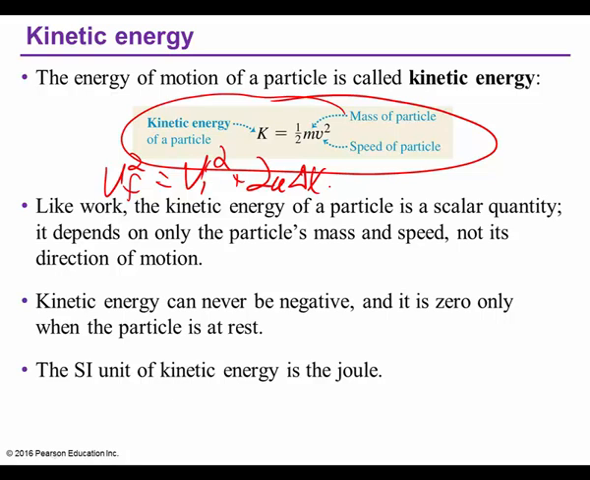Because what happens is it becomes Fs is equal to 1/2 mv squared final minus 1/2 mv squared initial. And what is F times S? Work. F times S is work. And work is equal to kinetic energy.